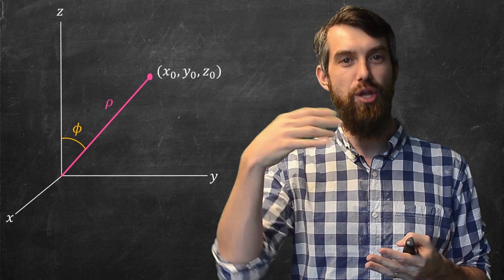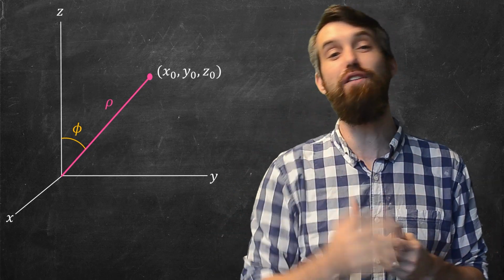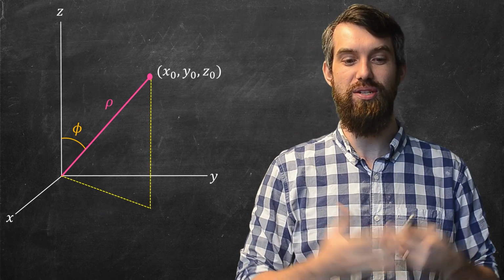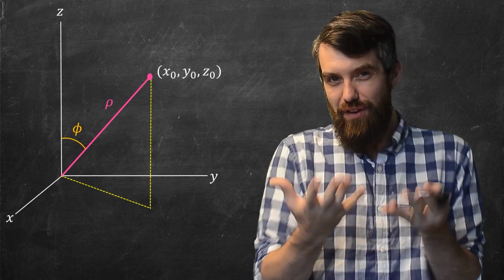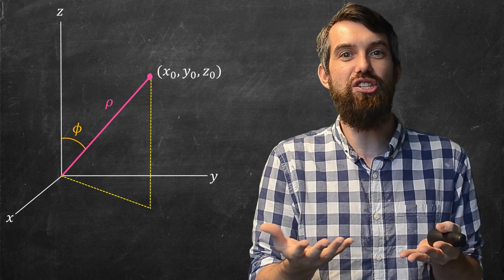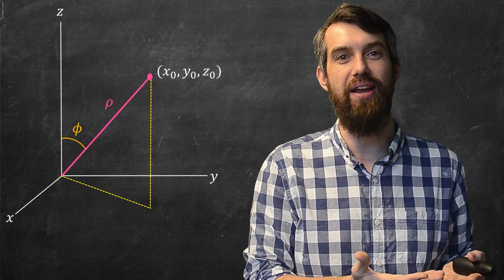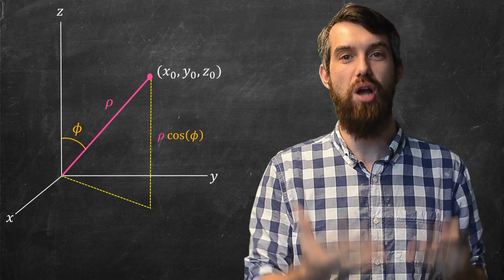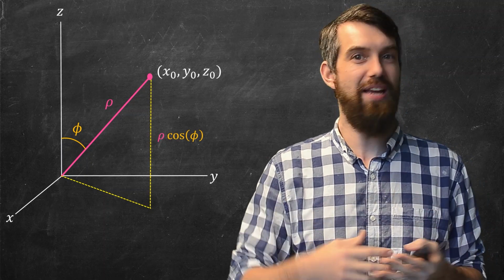So if you knew the rho and the phi, you could actually figure out the z value. Indeed, if I project down onto the plane, then I can figure out what the z value is, because z is just going to be the cosine of phi times the length rho. The z component here is just rho cos phi. Okay, so that gives me the z component.